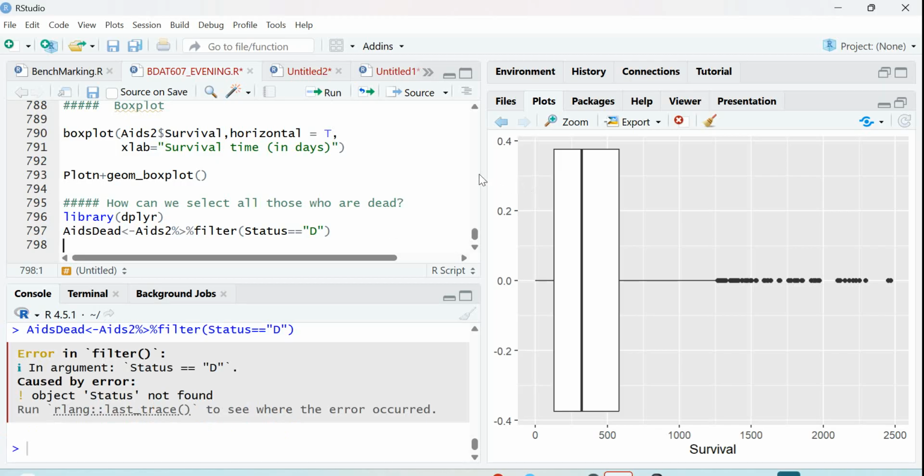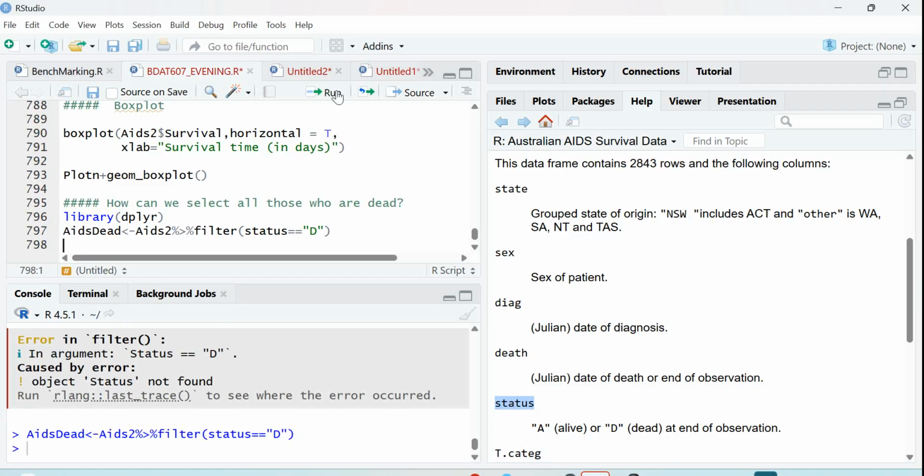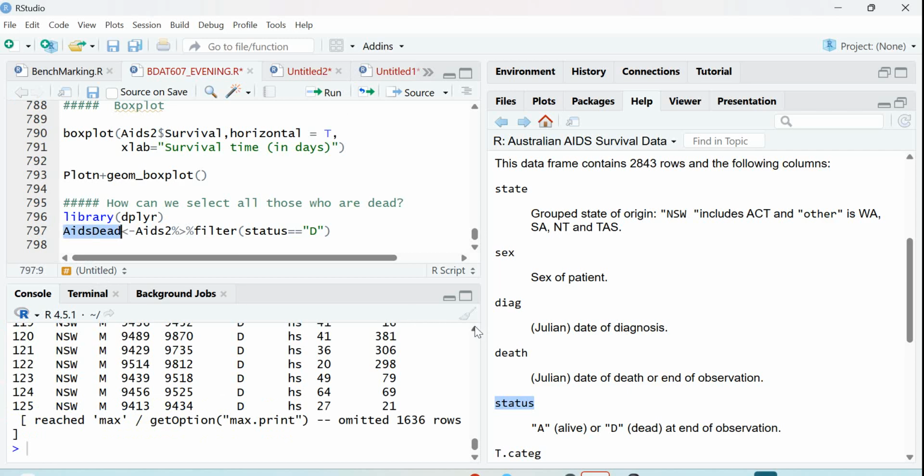Was it status not found? It means the status argument is wrong, small letters. So there we go. If we check all of them, you see dead, and so forth.